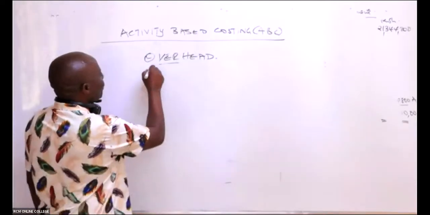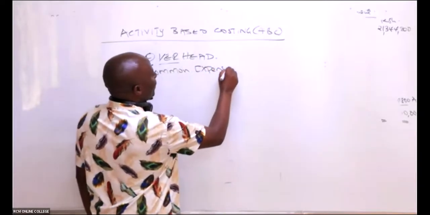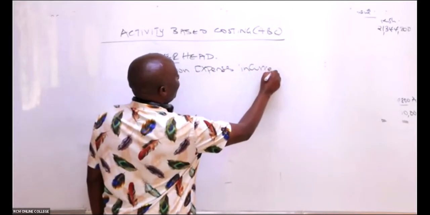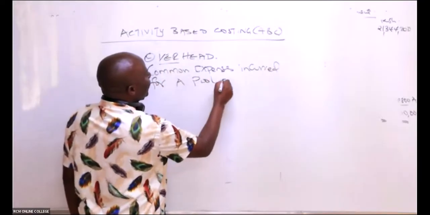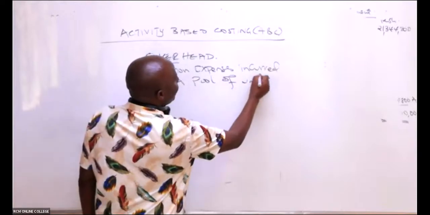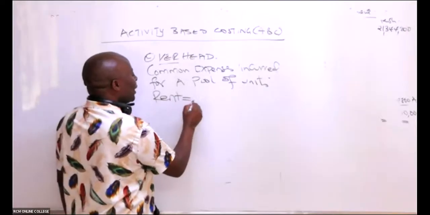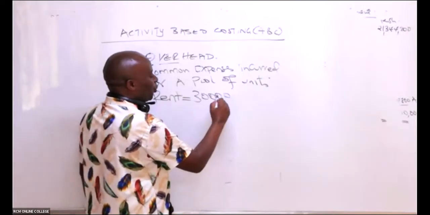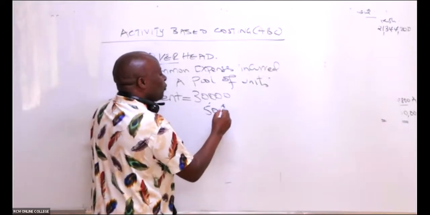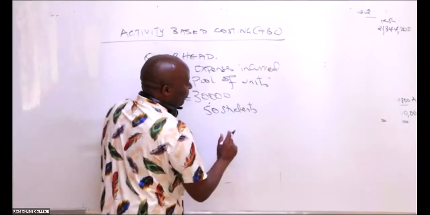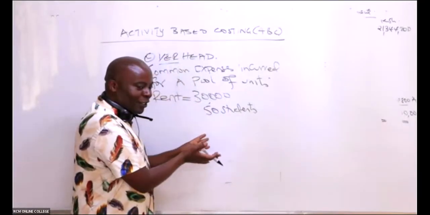Many units. So these are common expenses incurred for a pool of units. They could be 100 units. So for example, when we pay rent of say 30,000 for this room, and we are paying this for say 50 students to be comfortable. The room can accommodate like 50 students. So you see the rent paid here, 30,000, is common for the 50 students.